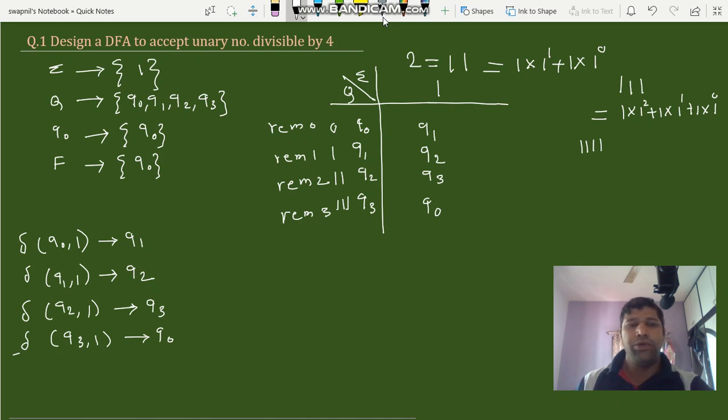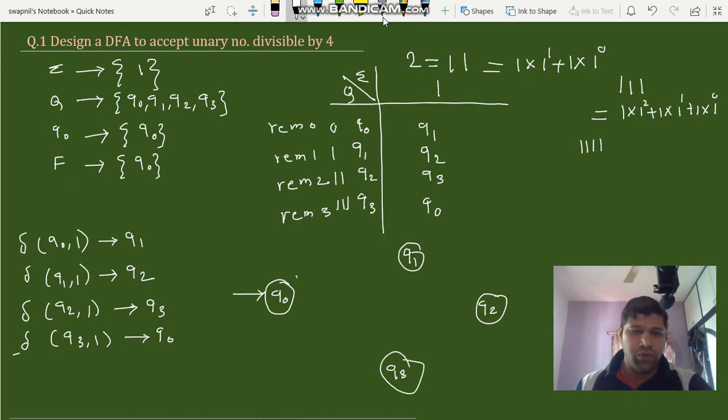The next, we should draw a state transition graph for this problem. Our start state is q0, so we show it along with an initializing arrow. Then our next states are q1, q2, and q3. Our final state is q0. q0 is the initial as well as the final state, so we show it with a double circle.